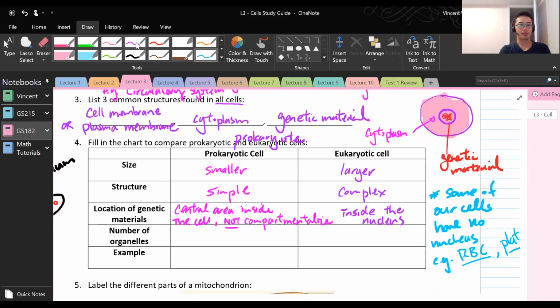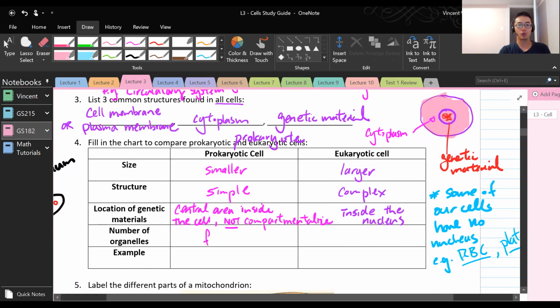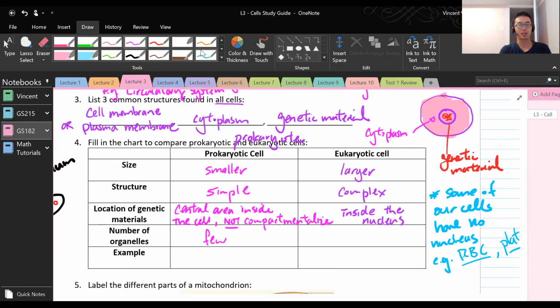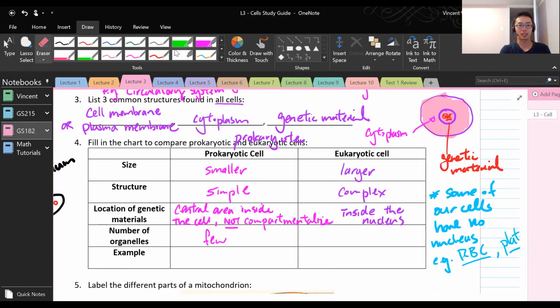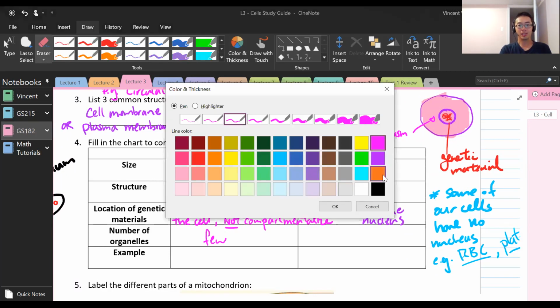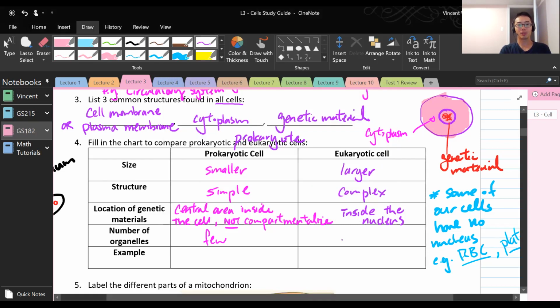Number of organelles. So for prokaryotes, few. Just a few basic ones to keep it going. But don't underestimate the few organelles. Don't think just because there are fewer organelles, they're not as sophisticated as eukaryotic cells, because after all, bacteria can kill us. So even though they're very simple, they can still pack a punch. For us, many.